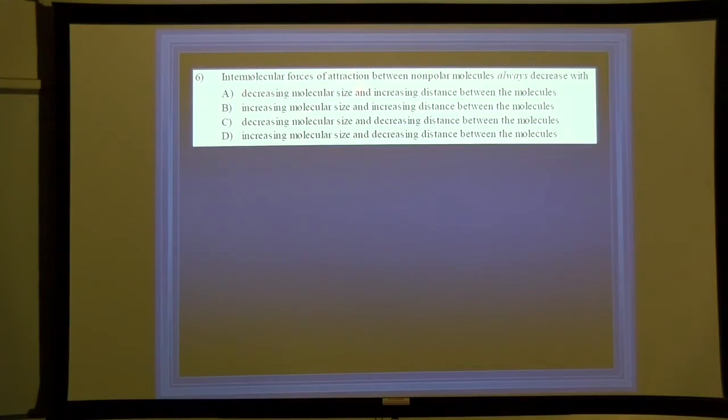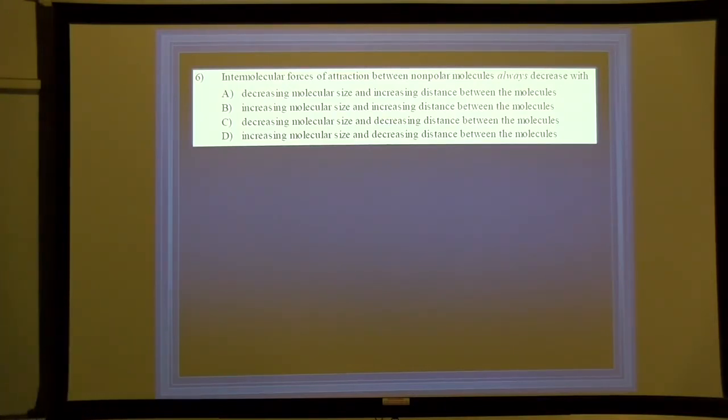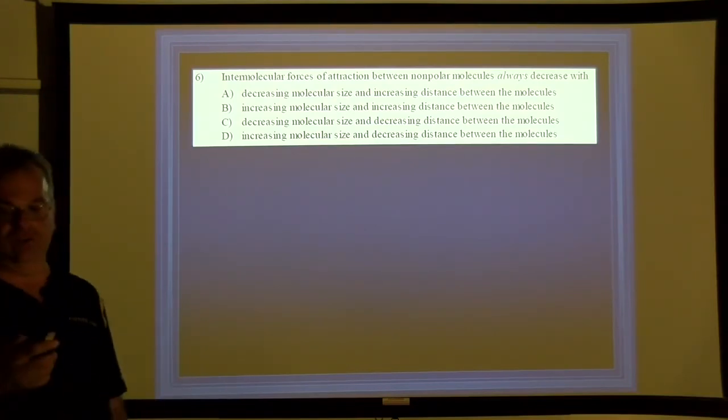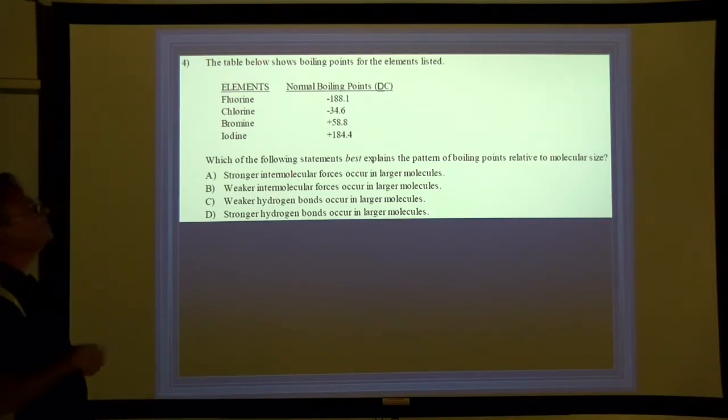So intermolecular forces of attraction between nonpolar molecules always decrease with, so what's going to make them have less London dispersion forces. Always decrease. Choice 1, decrease in molecular size and increase distance between the molecules will lower that IMF called London dispersion forces. And then look at that. Here's the question I just was going over, right?